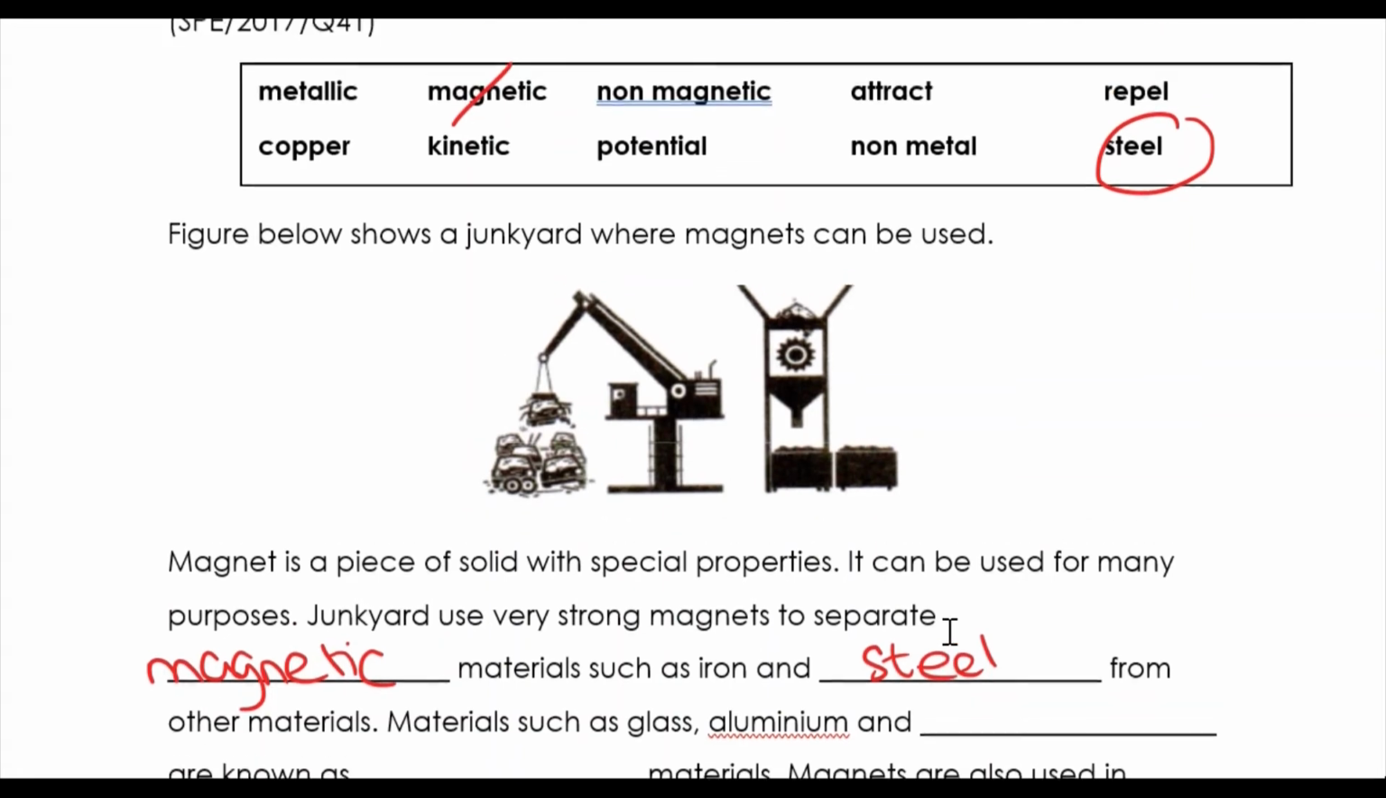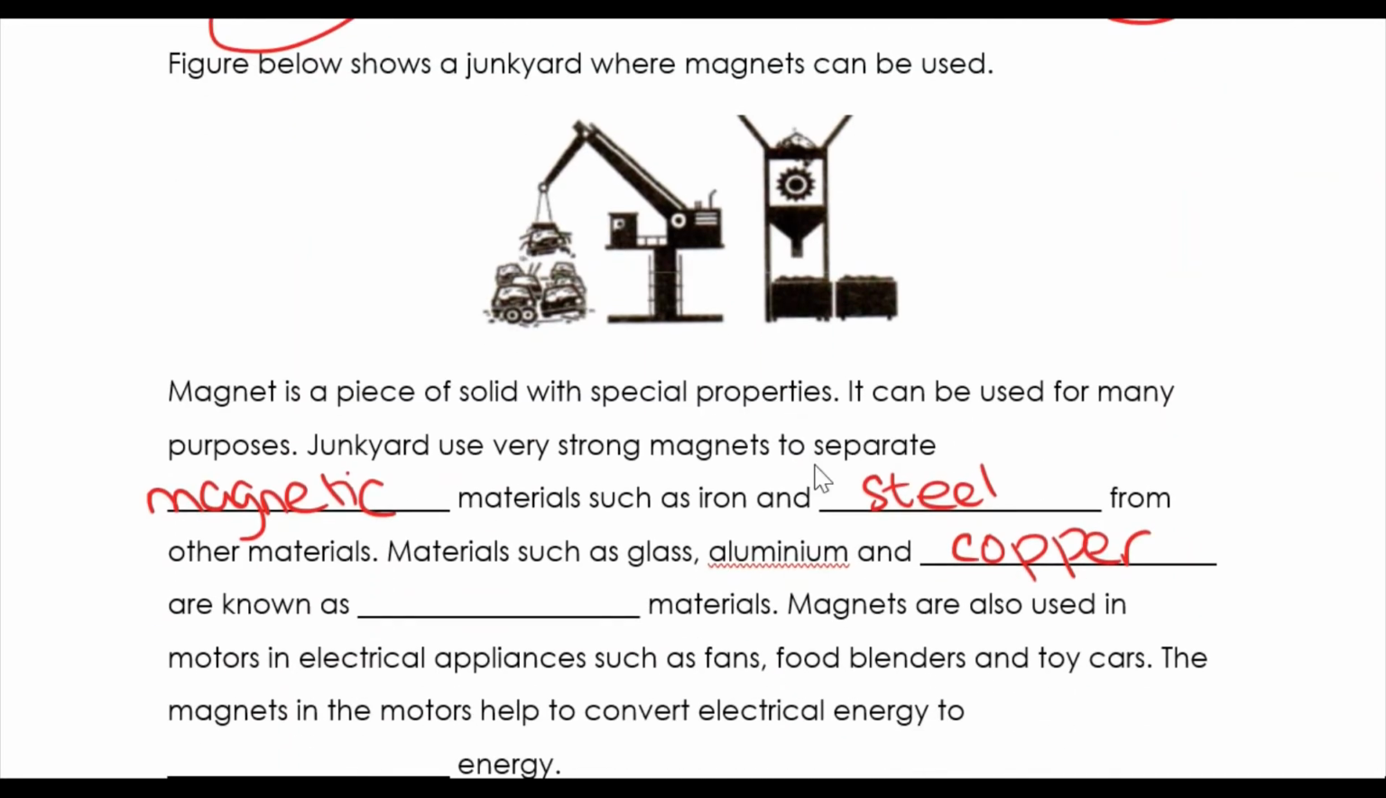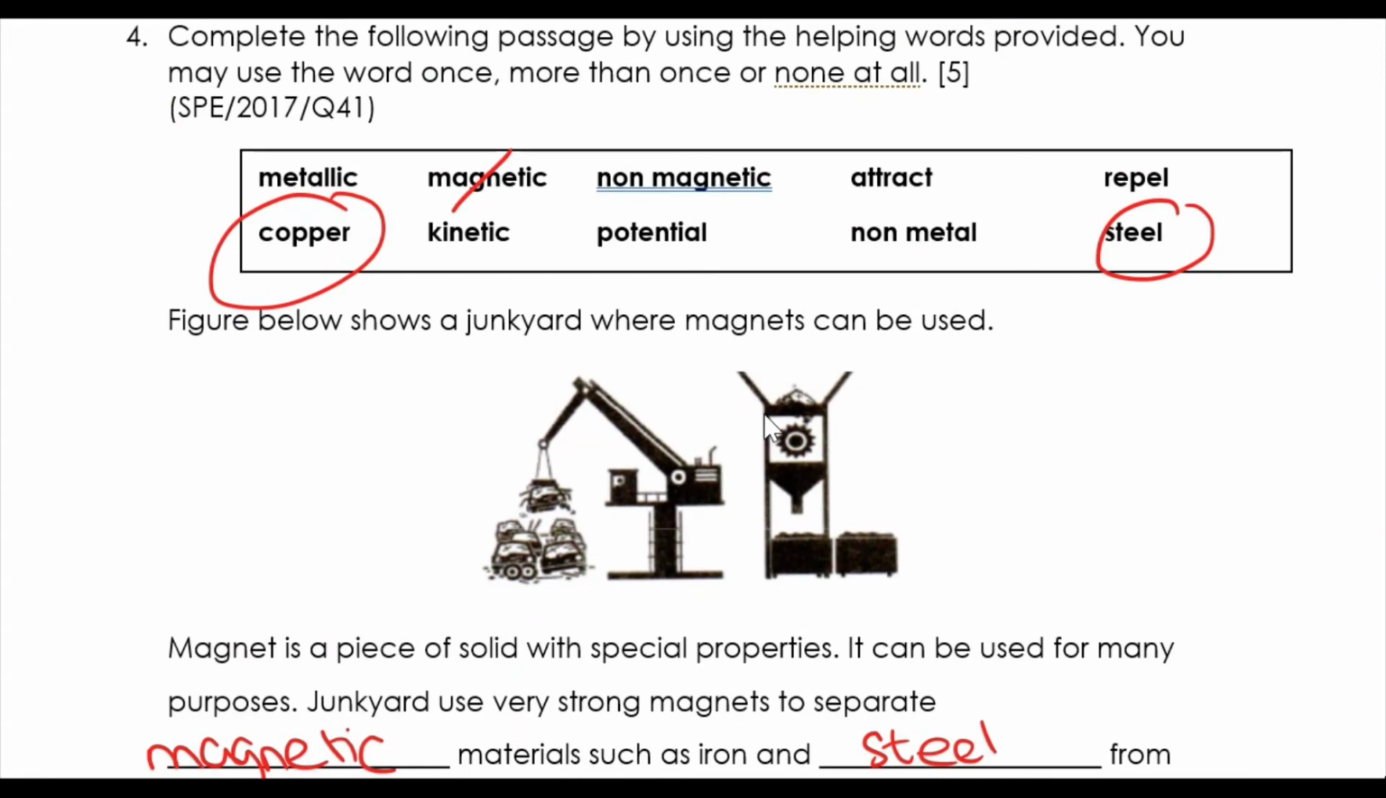Materials such as glass, aluminium, and copper are known as non-magnetic.